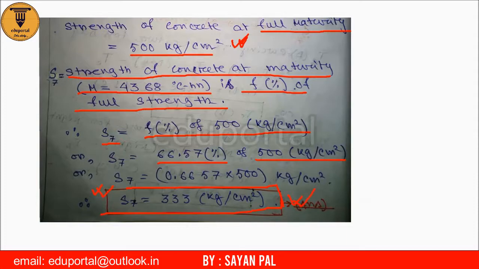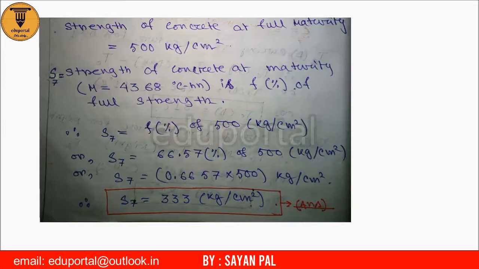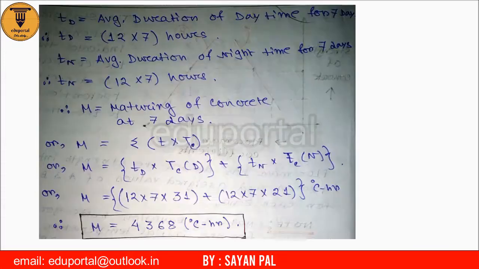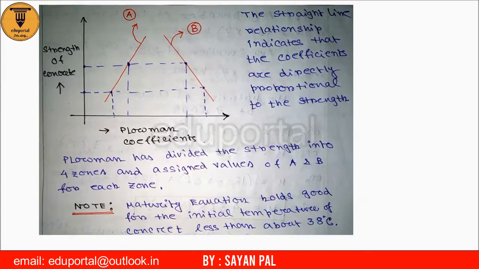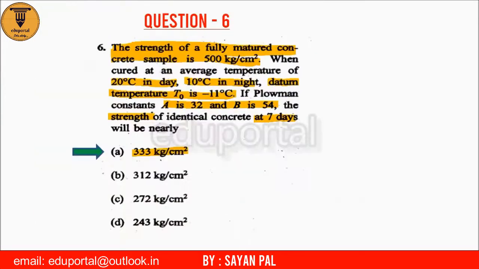Okay, so we will check the question again and see whether these kinds of values are given in the question or not. Okay, in the question, option A is given as 333 kg per cm square, so the answer will be 333 kg per cm square. So the strength of the identical concrete at day 7 will be 333 kg per cm square.